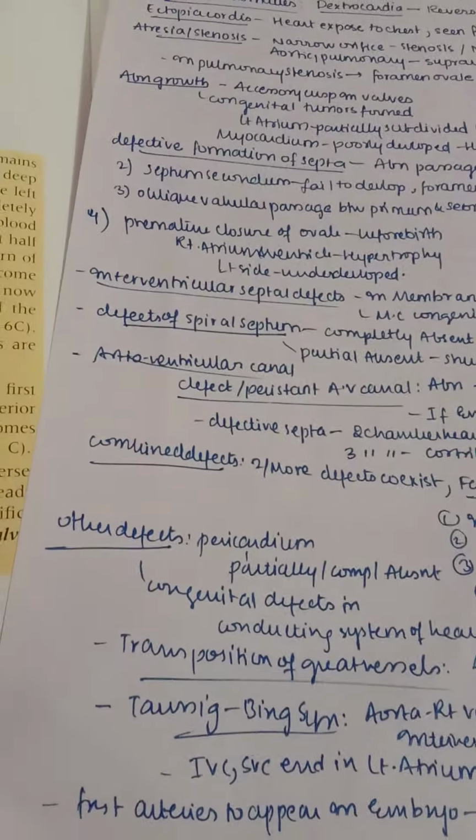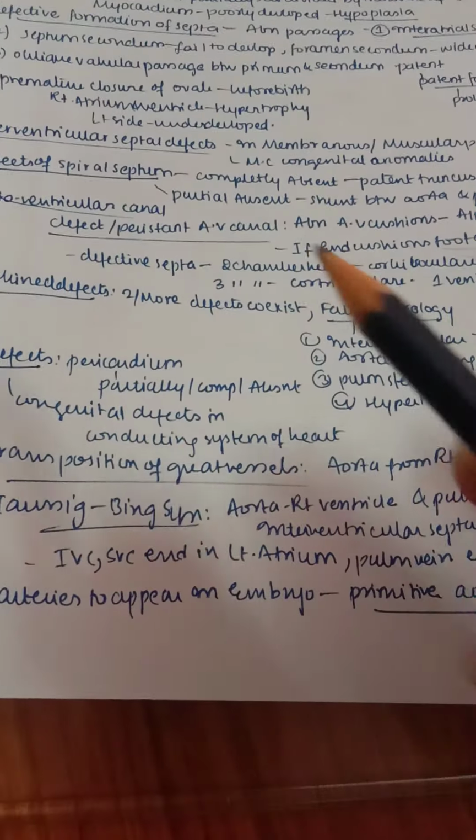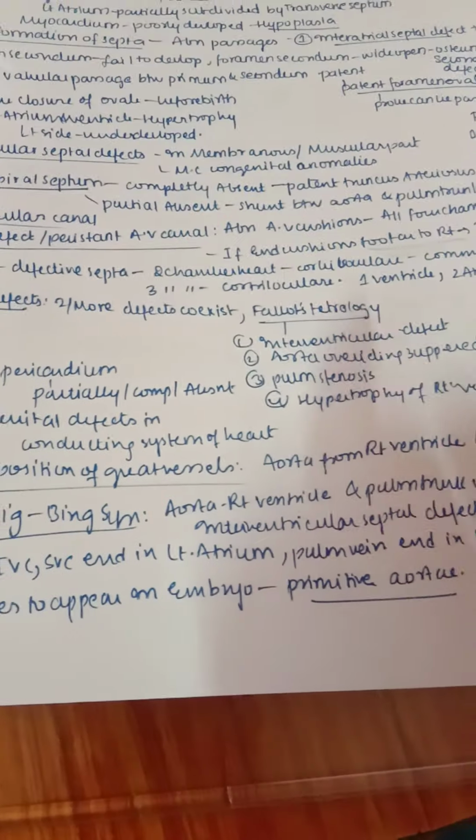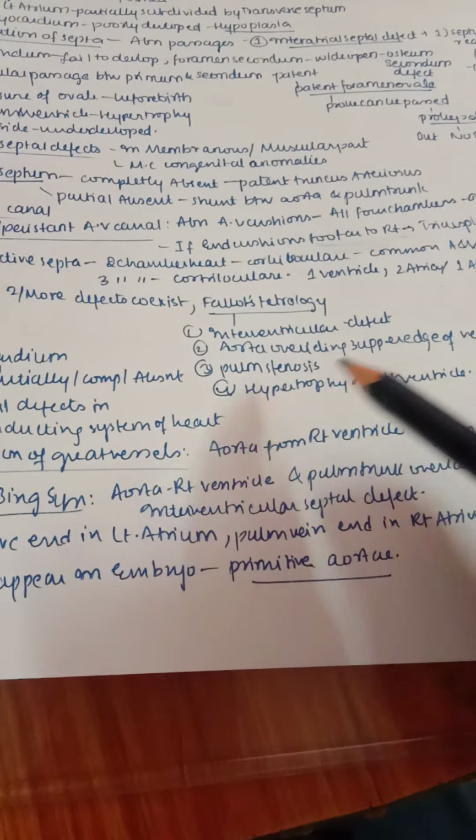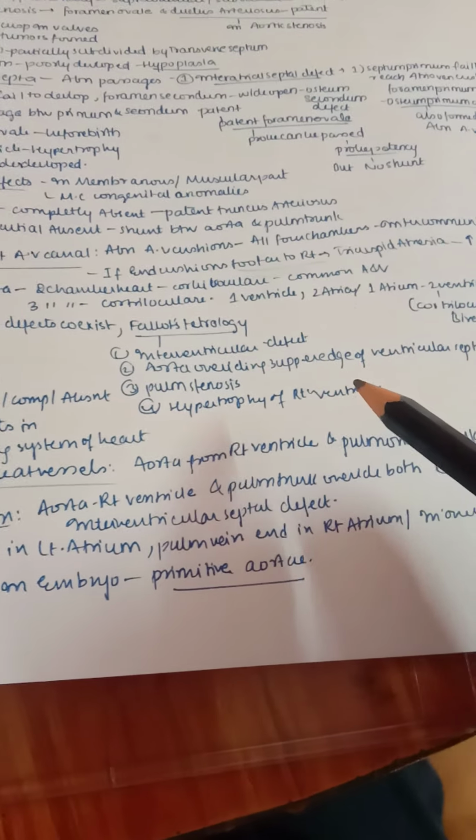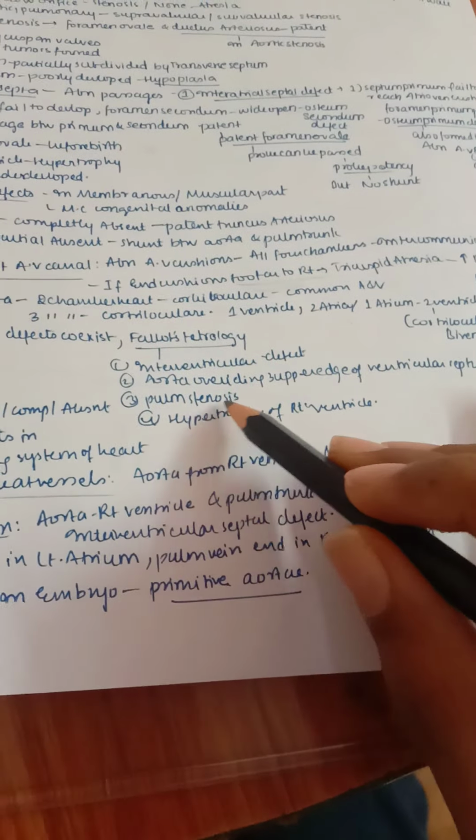And next we have the combined defects, like two or more defects may coexist, like tetralogy of Fallot, where there is interventricular defect, aorta is overriding the upper edge of the ventricular septum, there is pulmonary stenosis, and hypertrophy of the right ventricle.